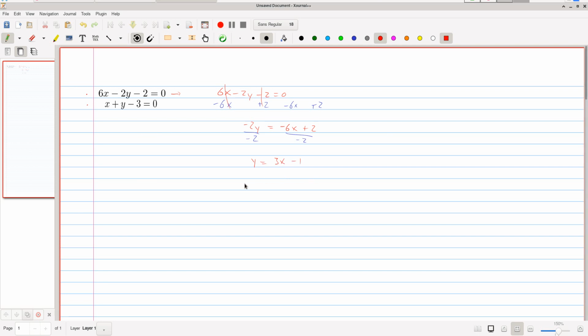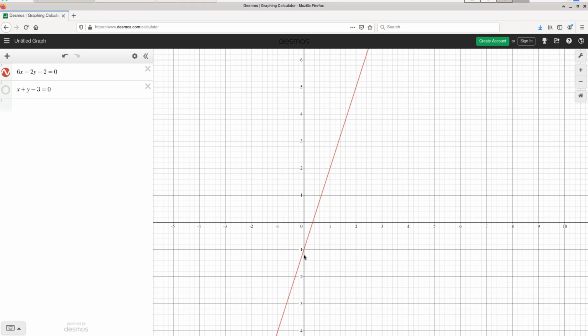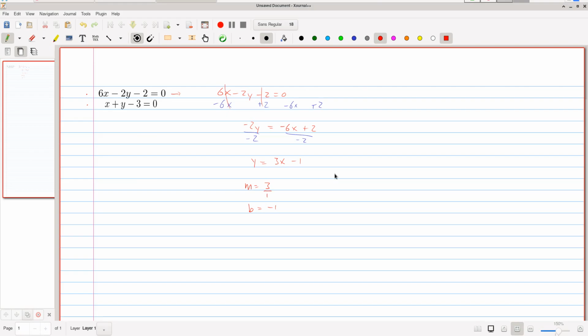This is a line whose slope is 3, or 3 over 1 if you want to think of it as a fraction, and whose y-intercept is negative 1. So we can see we've got a line whose y-intercept is negative 1 and whose slope is 3. So from this point we go up 3 and right 1. That's the first line.